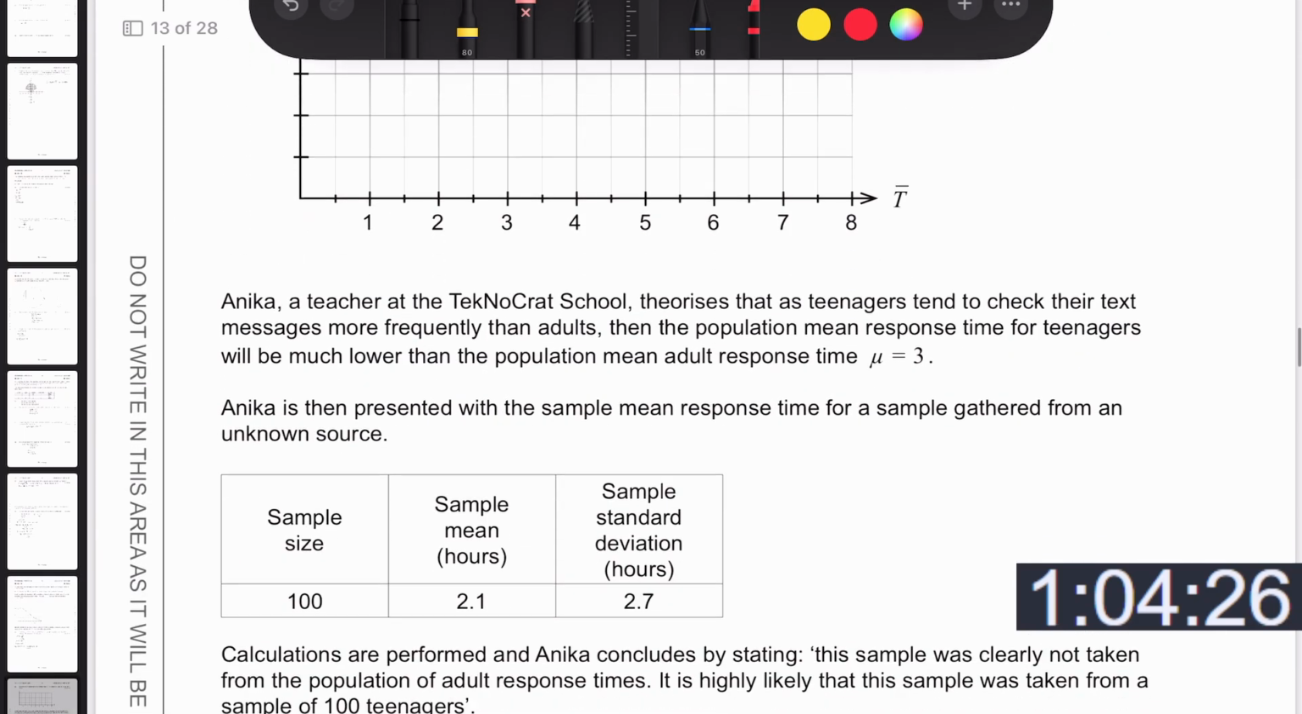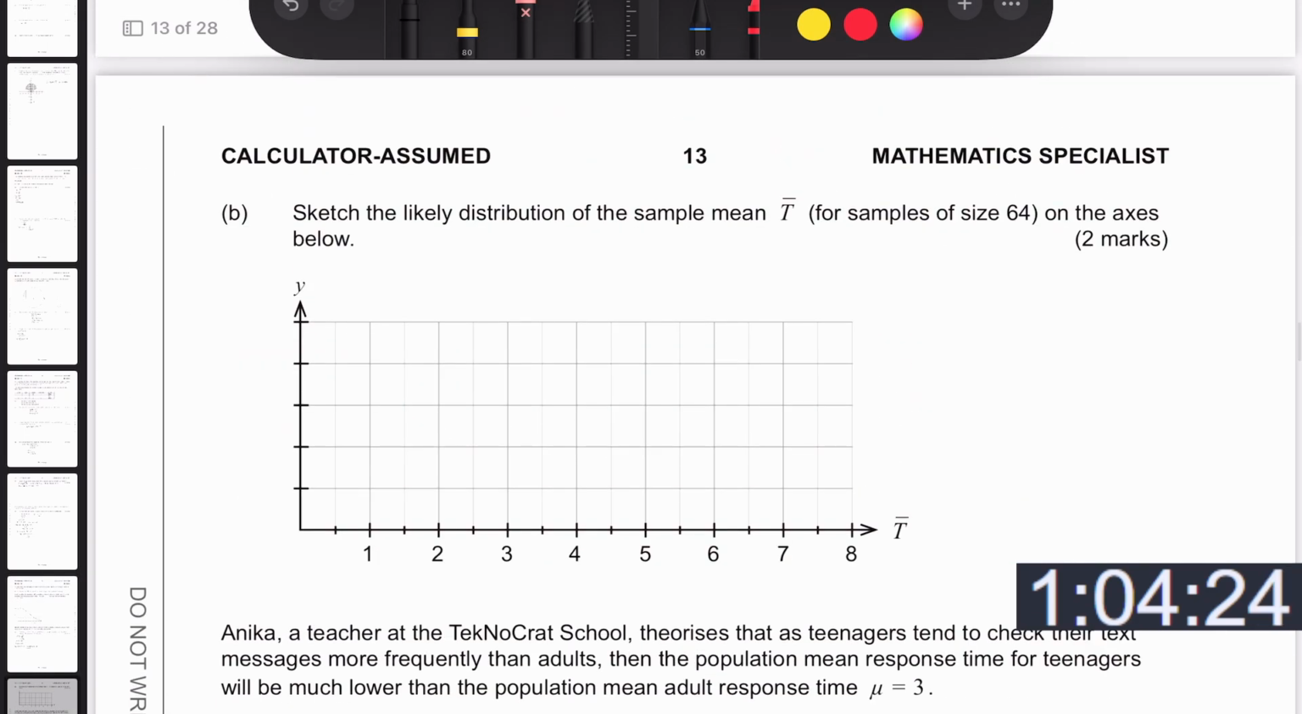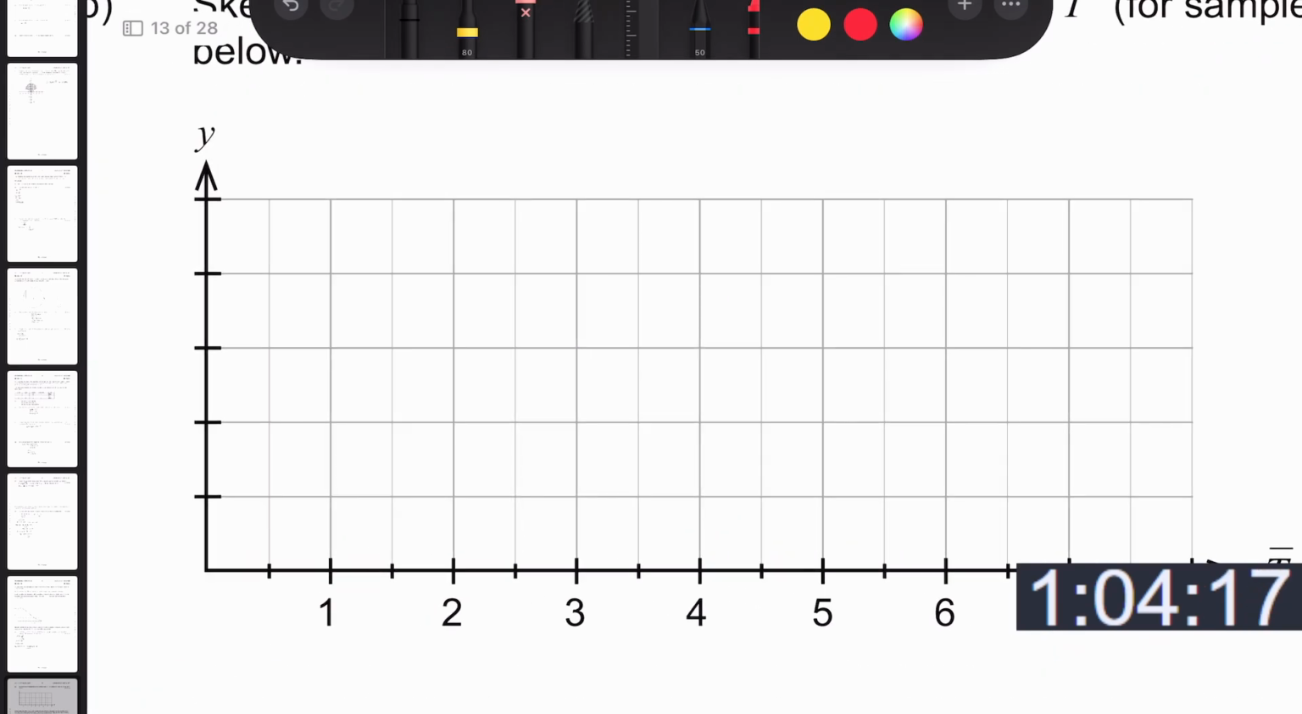Now sketch the likely distribution of the sample mean T on the axis below. Okay, so we want it to be centered on 3. What if I just have it really close to 3, like 2.9 to 3.1.